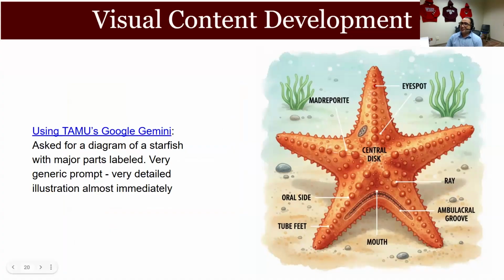All right, and AI tools can also save a ton of time with visuals. You can ask Gemini or Copilot for diagrams, labeled illustrations, or concept visualizations. Of course, you still want to double check the accuracy, especially with science or anatomy images, but these tools are great for quickly generating custom visuals for your class. Here's an example. This starfish diagram came from a super simple prompt in Gemini. As can be seen, it generated a detailed labeled illustration almost instantly.